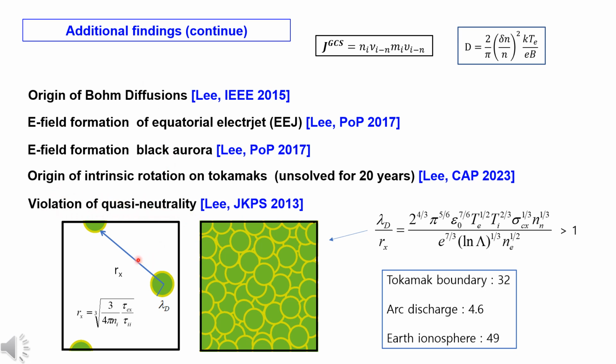When charge exchange reactions generate point charges, if this ratio is greater than unity, all the space is inside Debye shielding, so E-field formation is possible. And this ratio was indeed larger than 1 for all applications.